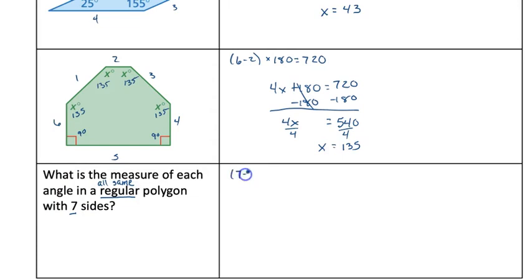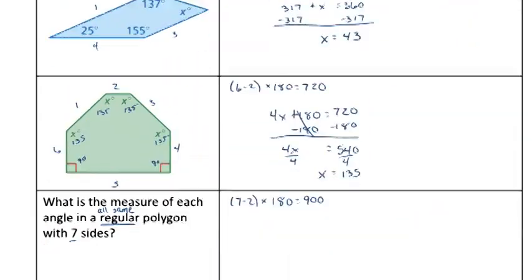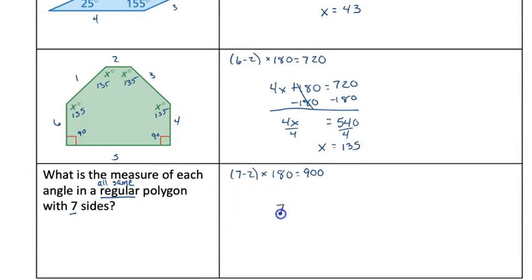If I have 7 minus 2, that tells me how many triangles are inside. And I can multiply that times 180. So that would be 5 times 180, or 900. That's my interior sum measure. Now, we just said that that has 7 angles, and they're all the same. So if I labeled them out, I would have x plus x plus x plus x plus x plus x plus x. Or I could simply say 7x equals 900.